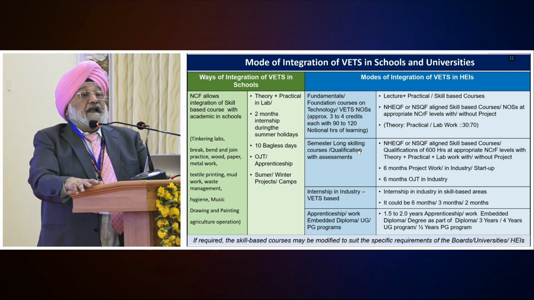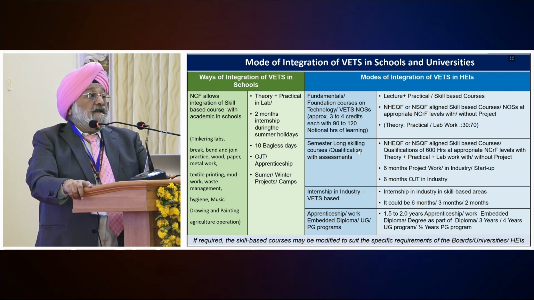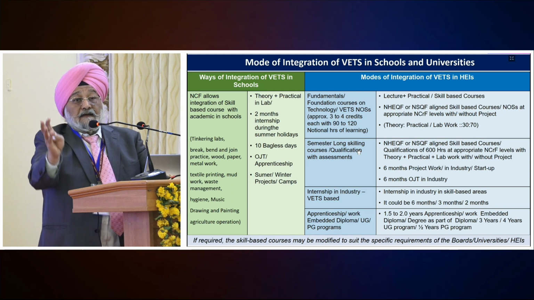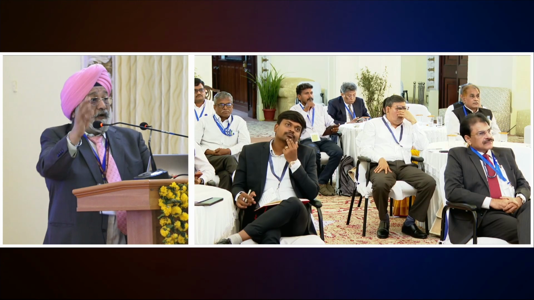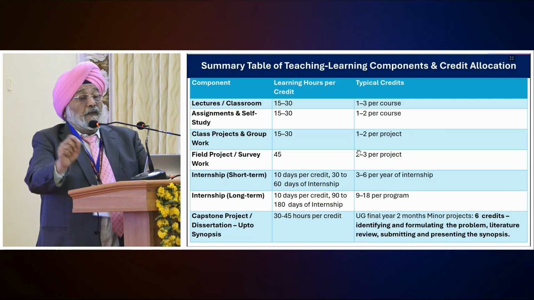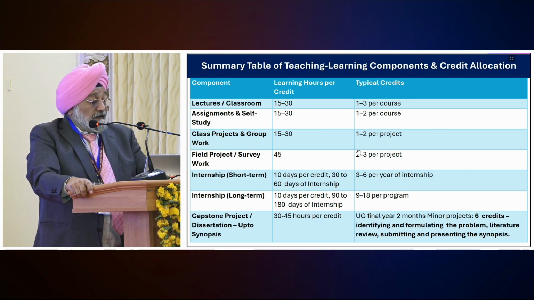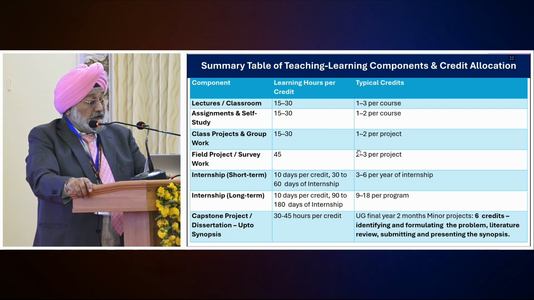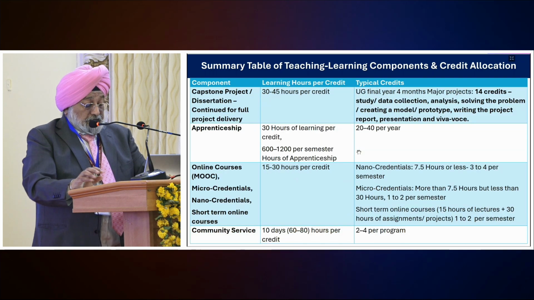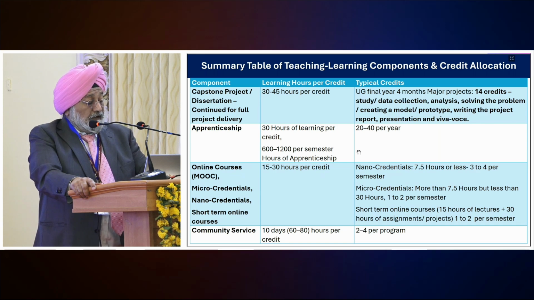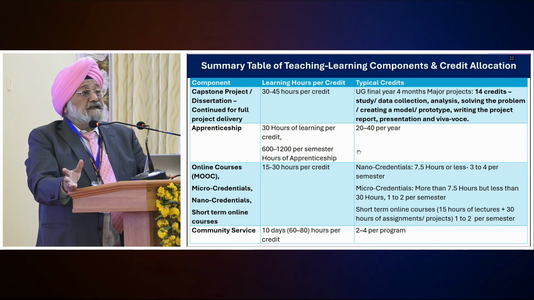The only condition is that you can use various methods for teaching, but 50% must be normal academics, and 50% you can go for either online, apprenticeship-based, internship-based or project-based learning. Any kind of learning you can go for without any issue. I've also given some examples of what kind of components can be included in the course curriculum: lectures, assignments and self-study, class projects and group work, field projects and survey work, short-term internship, long-term internship, capstone projects, dissertation. Similarly, apprenticeship, online courses, including macro-credential, nano-credential and short-term online courses, even community service. You can include this as part of the curriculum.